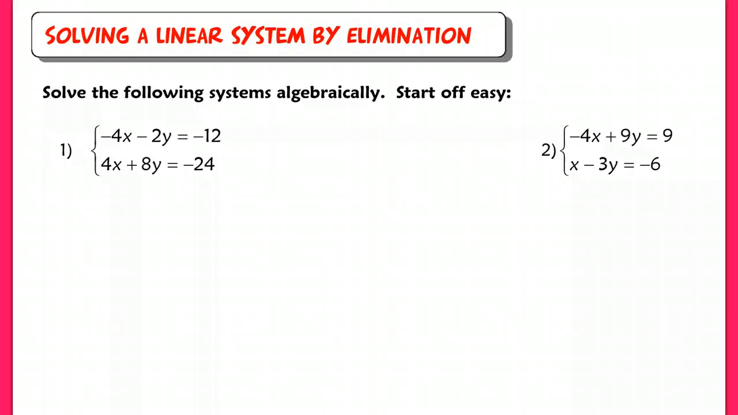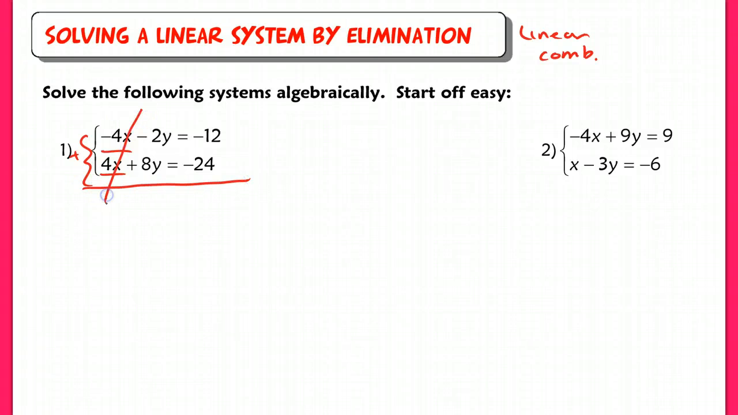Now, when we solve some systems with elimination, which is also called linear combination, by the way, what we're looking for is to have the same variable on the top and on the bottom being either equivalent to each other or opposites. In this case, since these are opposites, all I have to do is add these two lines together to drop that term out. So we're eliminating the x term here, and we end up with 6y equals negative 36.